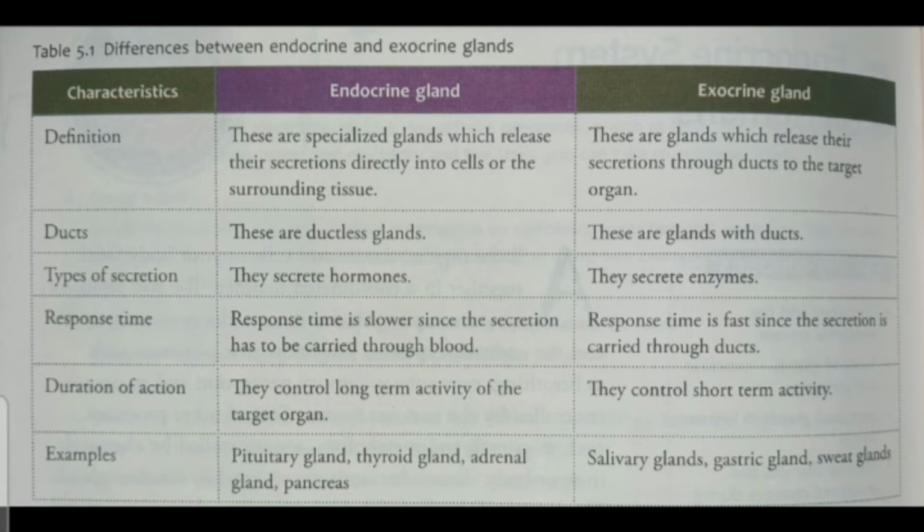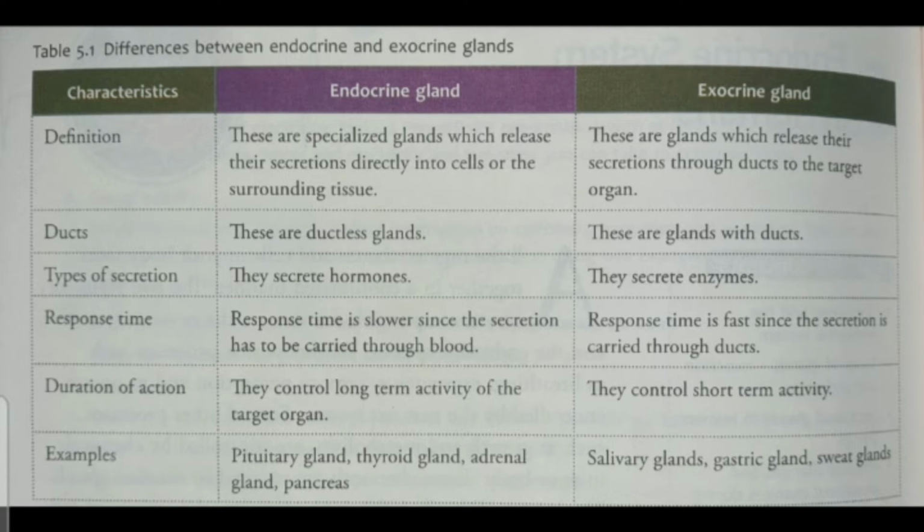According to the definition, the endocrine glands are the specialized glands which release their secretion directly into the cells or the surrounding of the tissue. That means they are secreting in the cell, or otherwise in the nearer part of the cell, that means in the tissues. Okay, and the exocrine glands are the glands which release their secretion through ducts. That means the secretion is carried by the ducts, then travels to the target organ and pours out there. So they are directly working on the target organ.